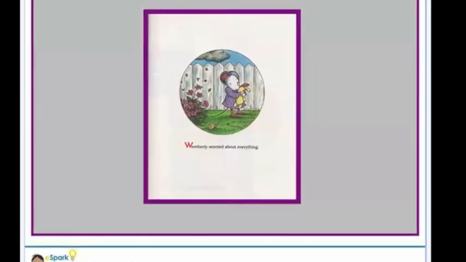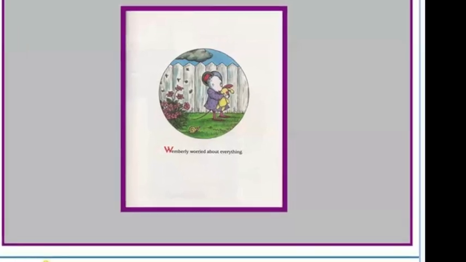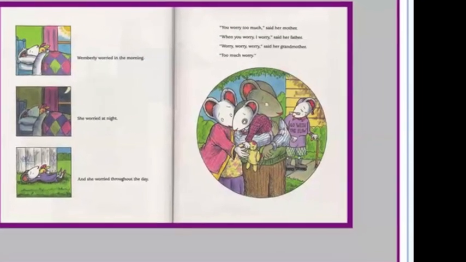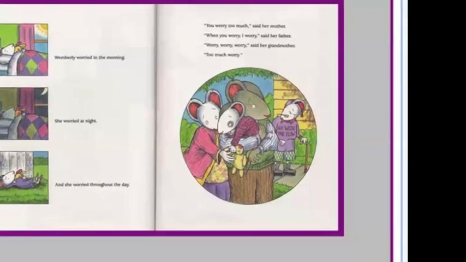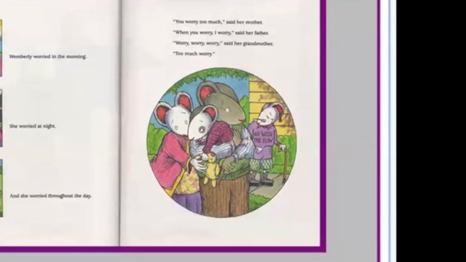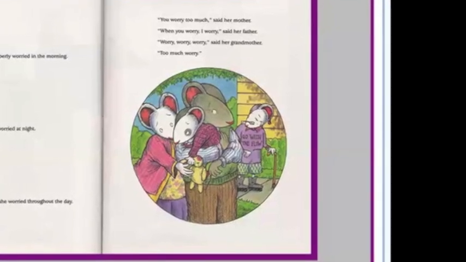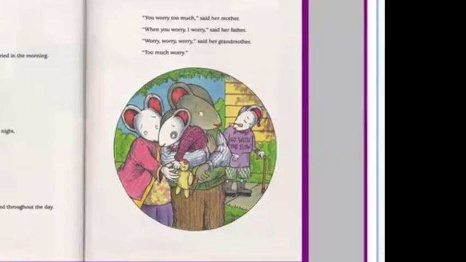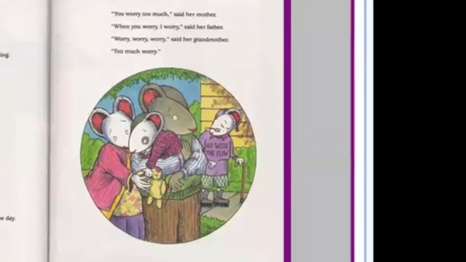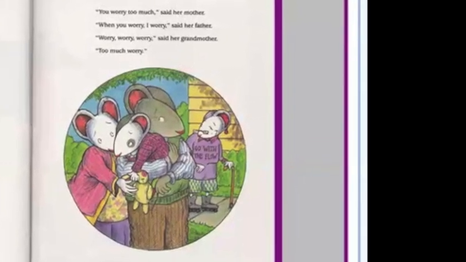Wemberly worried about everything. Wemberly worried in the morning, she worried at night, and she worried throughout the day. "You worry too much," said her mother. "When you worry, I worry," said her father. "Worry, worry, worry," said her grandmother. "Too much worry."